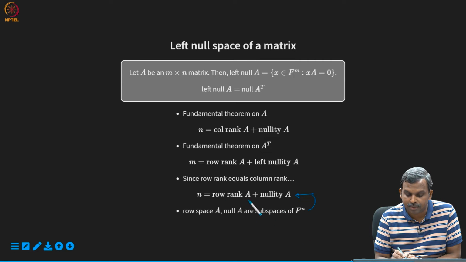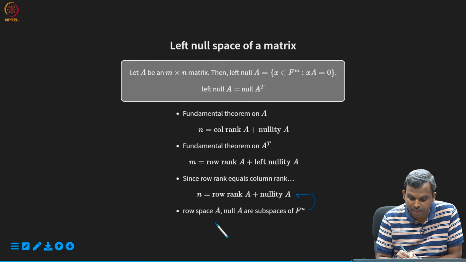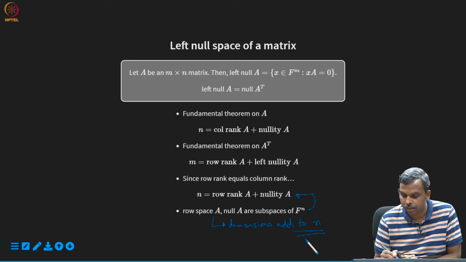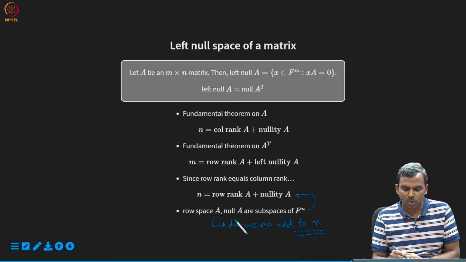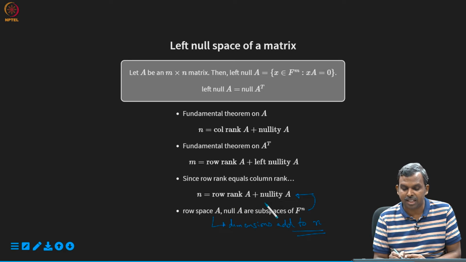Both the row space, whose dimension adds with the dimension of the null space to give you n, and the null space are subspaces of Fn. So you have Fn, and their dimensions add to n. So you have two subspaces of a vector space of dimension n, and their dimensions are adding up to n. Is there something interesting going on here? Is there a deeper connection between row space and null space?